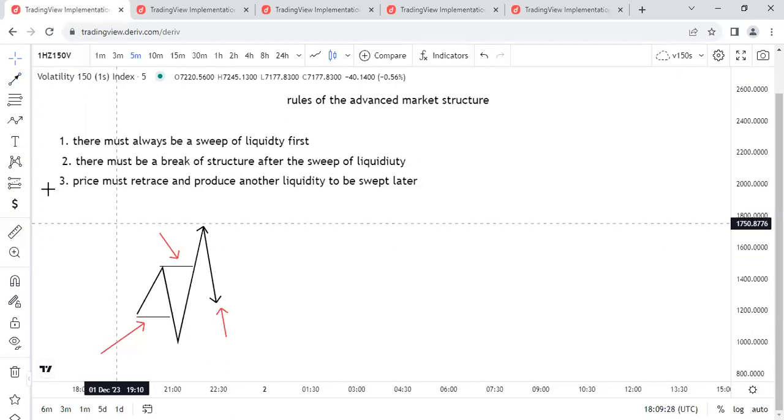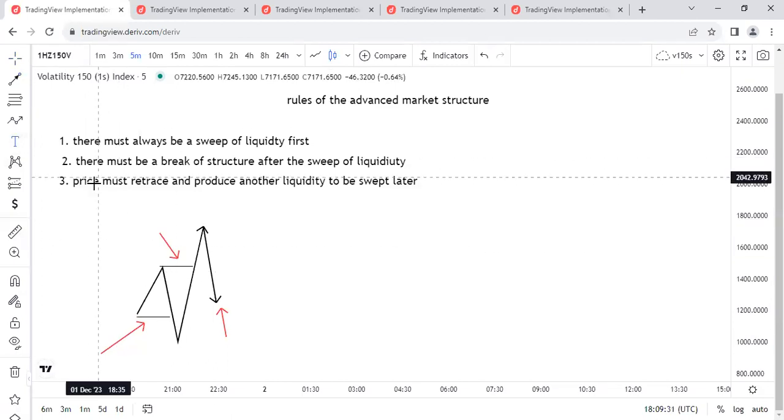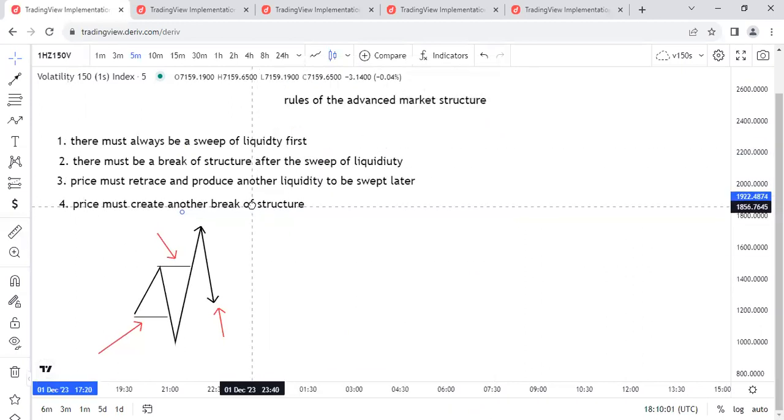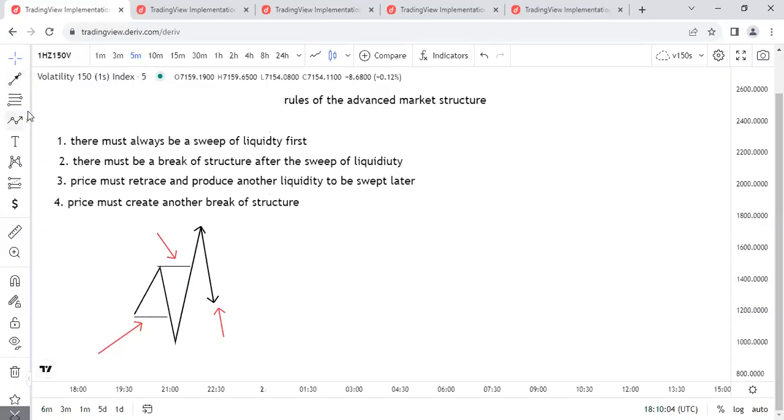Then what must price do again? Rule number 4. What must price do? Price must create another break of structure, which means we must have two breaks. We must have what? Two breaks. Very, very important. If you don't have two breaks, it will not work.